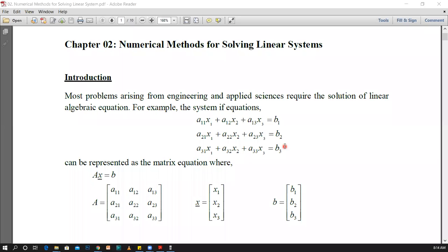Therefore, if you are given a system of linear equations, then we can easily convert such a system into matrix form. Once you convert it into the matrix format, you will be able to easily identify the matrix A, vector X, and the vector B. Matrix A contains the coefficients of the variables, vector X contains the variables, and vector B contains the constant terms in the linear equation.